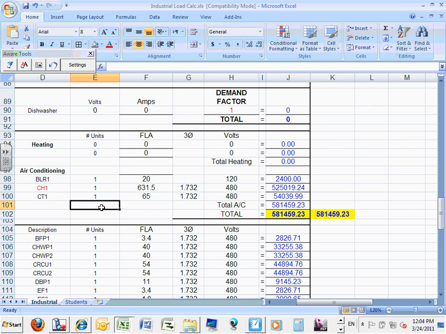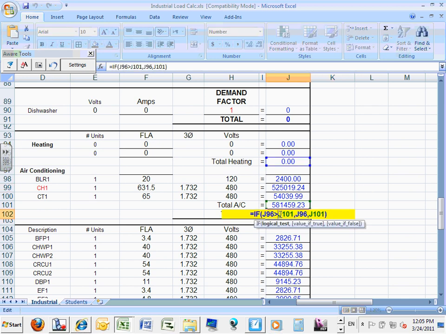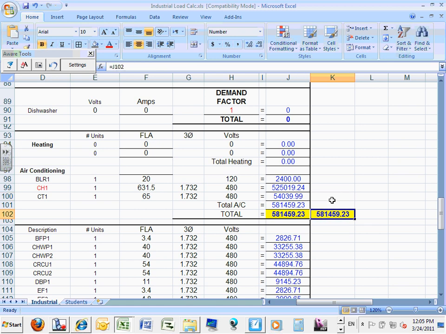I'm not getting what you're getting on 101J. Click on that. I'm adding the 2400 by all this stuff, 631.5. Yeah, I'm not getting that. What are you getting? $58,000. Okay, so this is the mechanical equipment on the switchgear, guys.